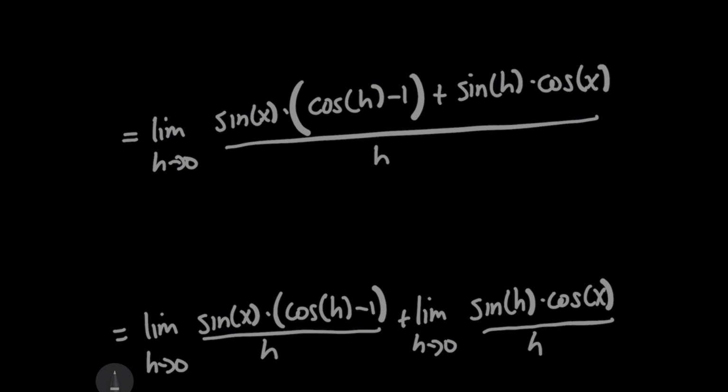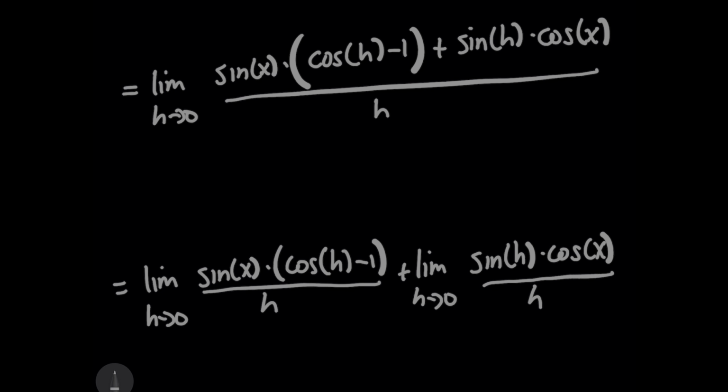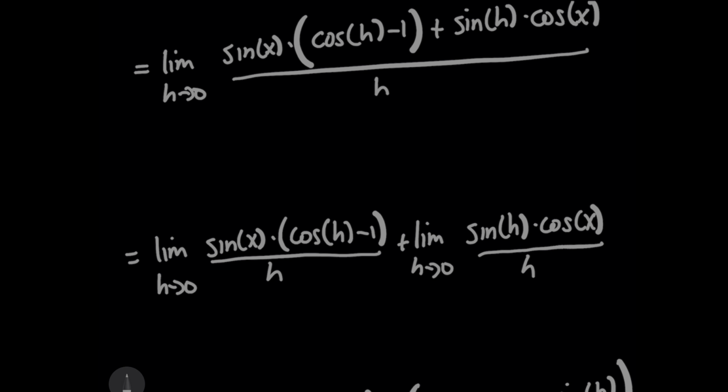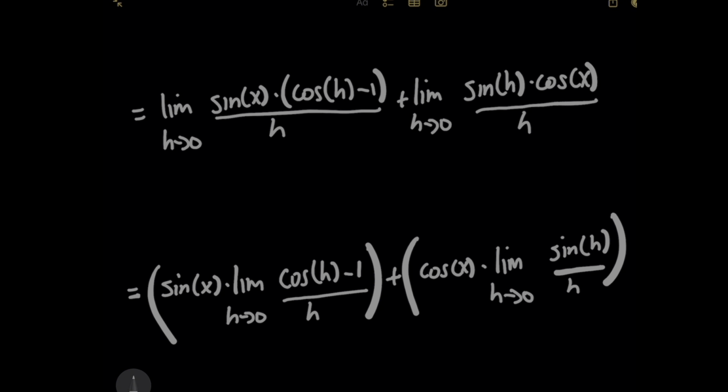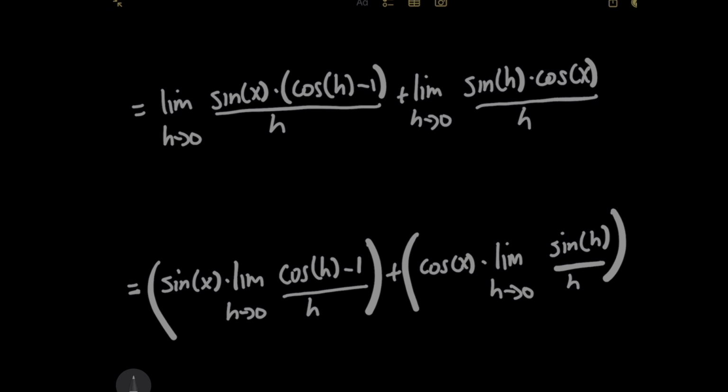We can safely break up this fraction because it's going to be easier to work with smaller chunks. So I'm going to rewrite this expression where I've grouped sine of x times cosine of h minus 1, all over h, as its own separate limit. The remaining part, sine of h times cosine of x, all over h, will be the limit to the right. Then I can work with each of them individually. And this is where I'm going to bring out the x terms. Sine of x can be brought out of a limit when only h is changing, and similarly I'm going to bring out the cosine of x term on the right.